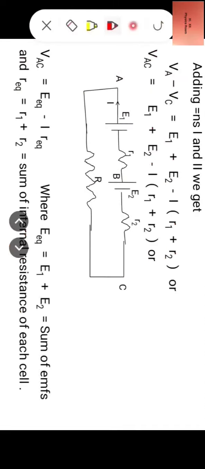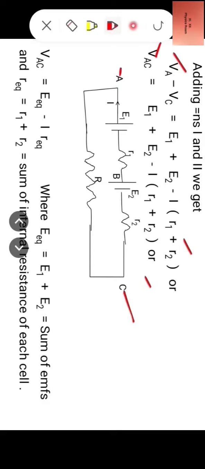Now adding equations 1 and 2, we see that VB and VB cancel. We are left with VA minus VC. Adding equations 1 and 2, we get VA minus VC is equal to E1 plus E2 minus I into R1 plus R2. Or we write simply VAC, the potential difference between A and C, that is equal to E1 plus E2 minus I into R1 plus R2.